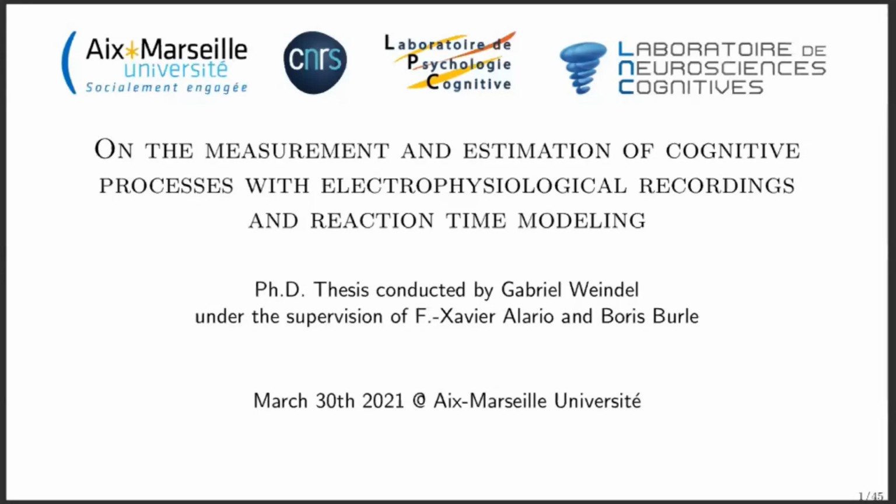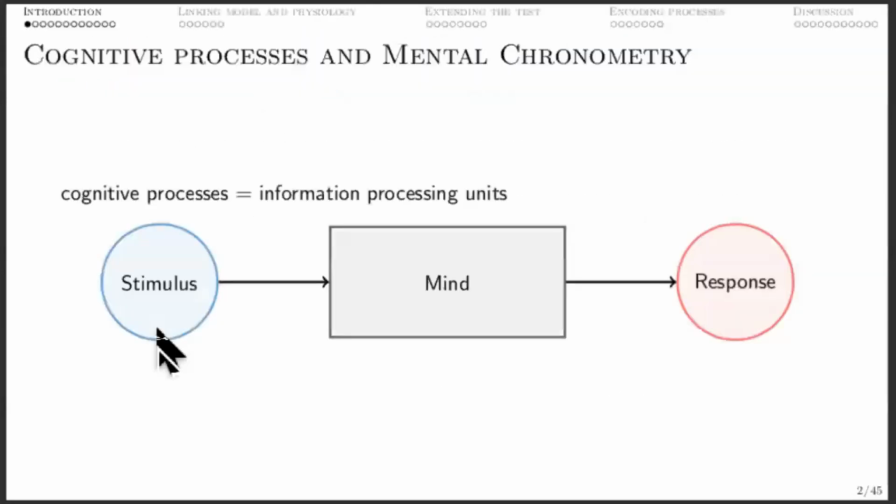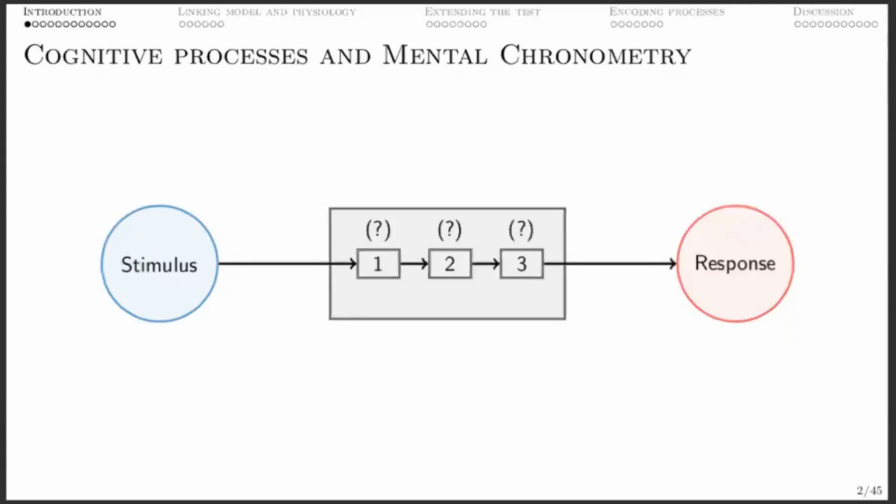So let's start with what are the cognitive processes we are talking about. So cognitive processes are information processing units that are thought to be contained in the mind. For example, when I present a stimulus to a participant, it is expected that there are some operations on the information coming from the stimulus, and that these processing units allow the participant to produce a response. Problem is that these cognitive processes are latent theoretical constructs. Namely, we don't have direct access to these cognitive processes. We have to build theory on how we think they are organized and what they are.